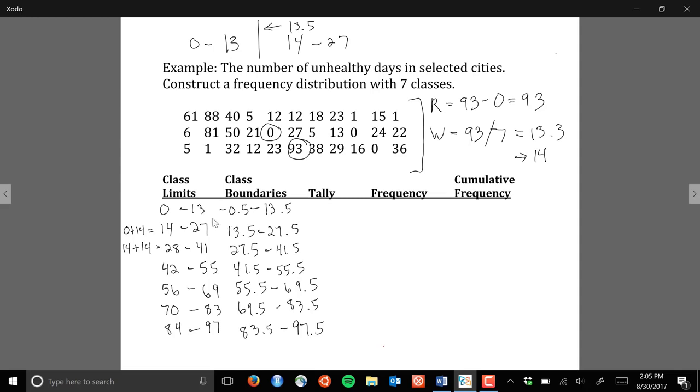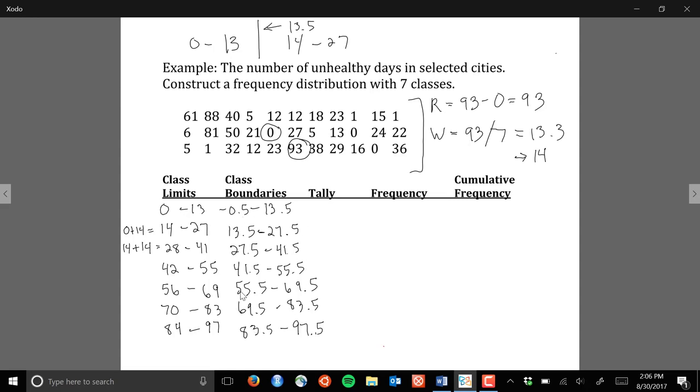Another way of thinking about this when we're creating these class boundaries is essentially we have to add one decimal place, and the decimal place we add is usually going to be 5. So when we look at this right here, we see that our class limit was 13. We add a decimal place with a 5, and we get 13.5. For 27, we add a decimal place, and that decimal place is going to be 5. We get 27.5, etc. It gets a little bit confusing with this negative value, but you can see the pattern fairly clearly.